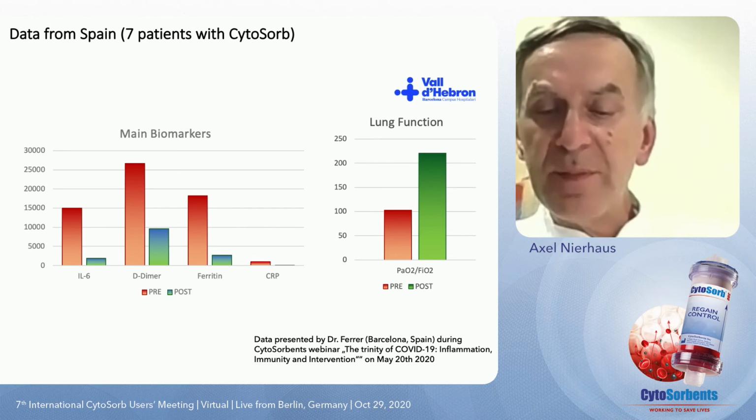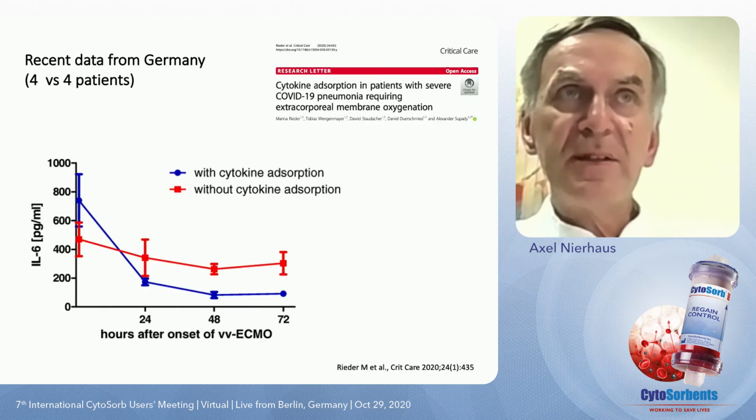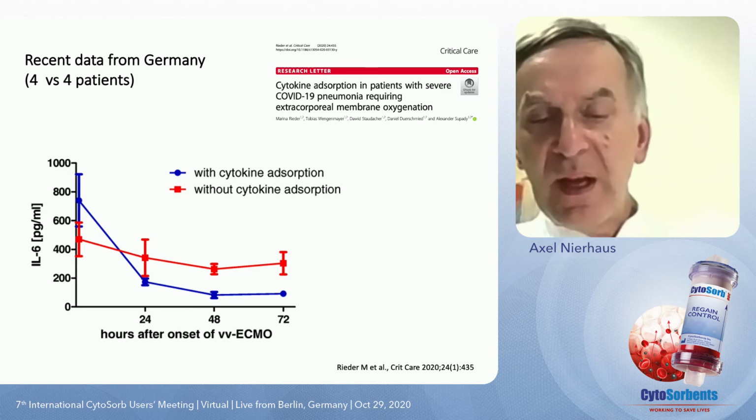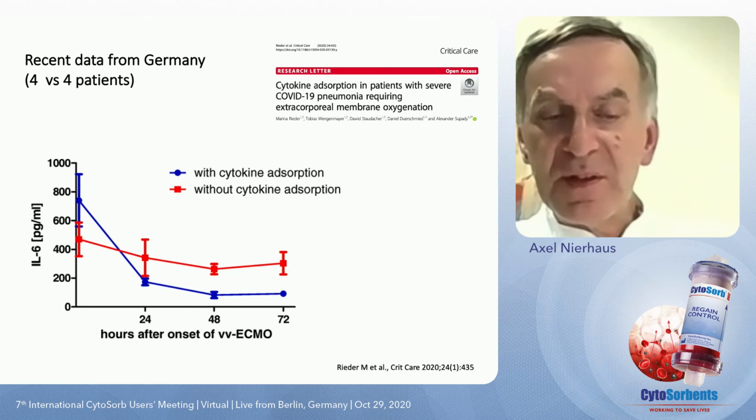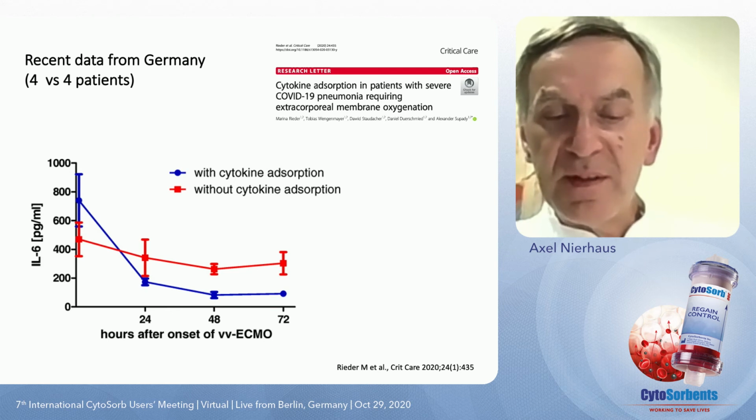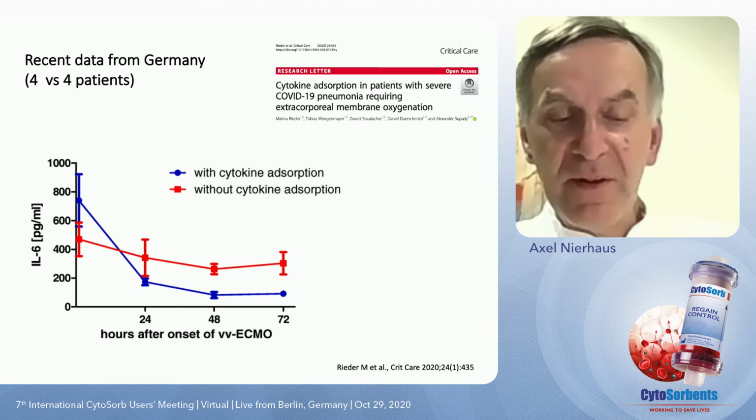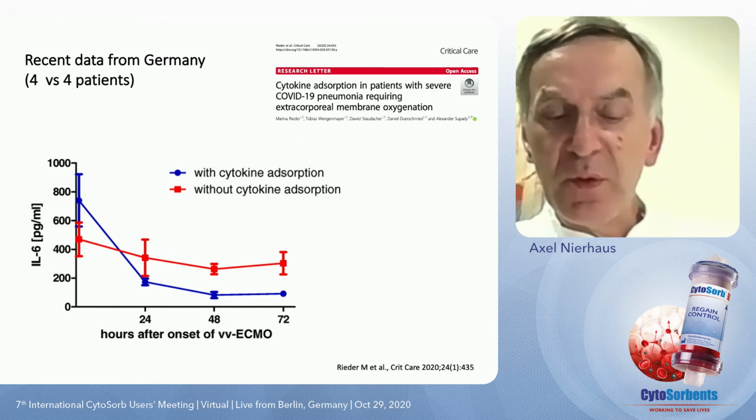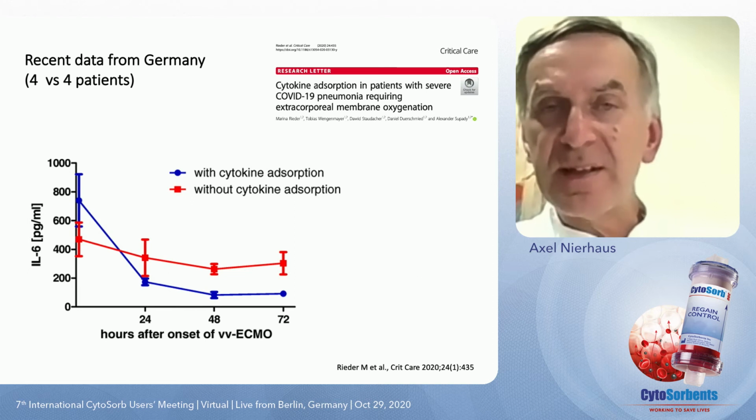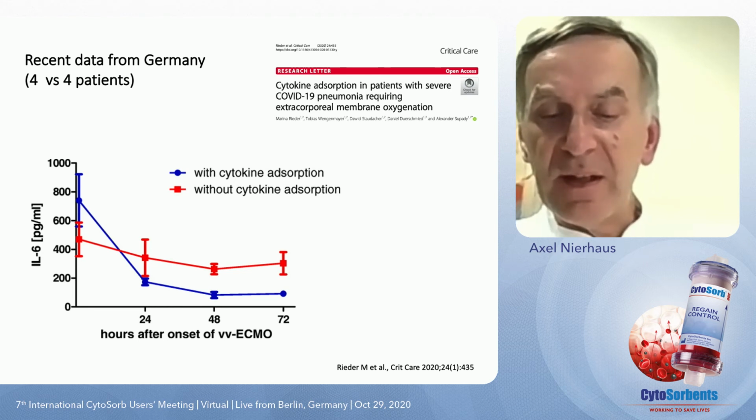There are also German data from Freiburg, and I think you will hear about this later during this symposium. The Freiburg people had patients requiring extracorporeal membrane oxygenation, and they treated 4 versus 4 patients with or without CytoSorb. They could show that the patients who were treated with cytokine absorption, even though they had higher cytokine levels, as you see here in the graph, could have these levels reduced very fast and very smoothly over the first 24 hours, and this effect lasted for 3 days. So this is, again, a very low number of patients, but a very promising signal, I think.